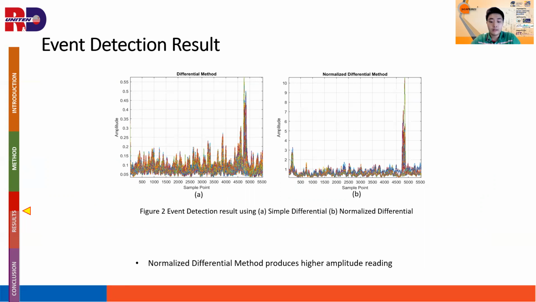Based on figure 2b, the normalized differential method produces an overall higher amplitude reading of the detected event present between 4,750 and 4,900 sample points. This is due to the method of the normalized differential that enhances the amount of noise equalization within and along the fiber, enabling better detection of events.